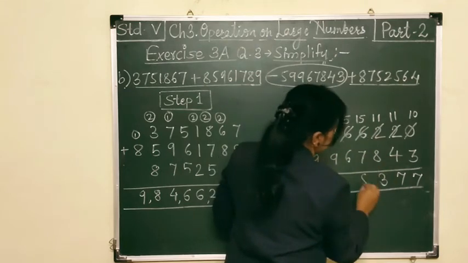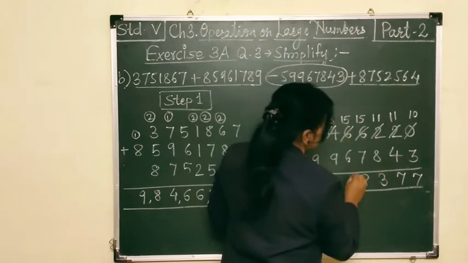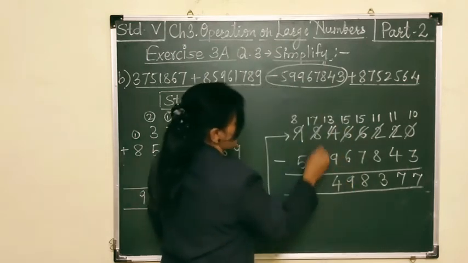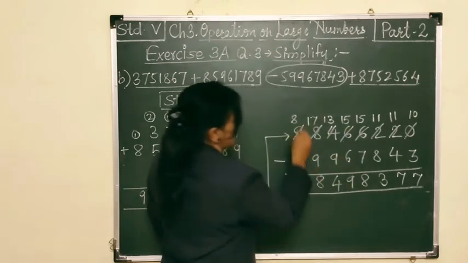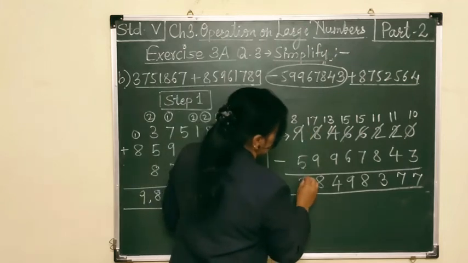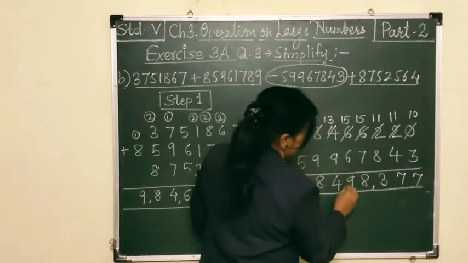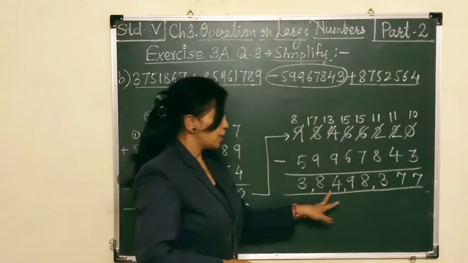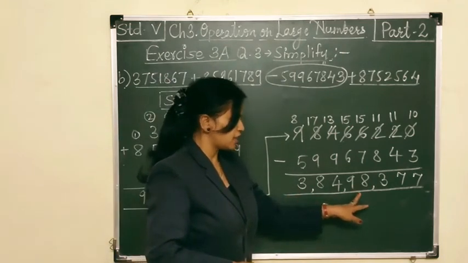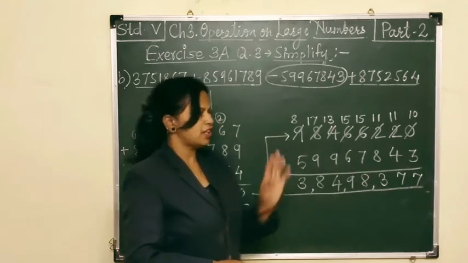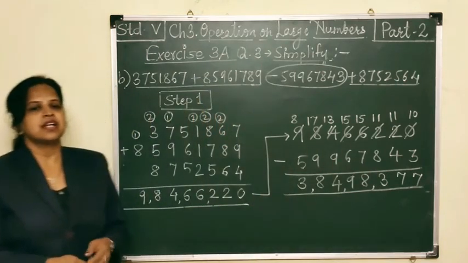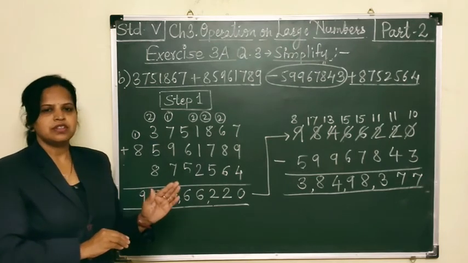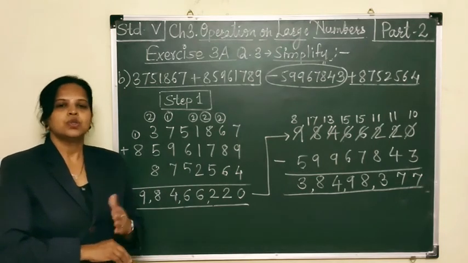15 minus 7, 8. 15 minus 6, 9. 13 minus 9, 4. 17 minus 9, 8. And 8 minus 5, it is 3. Check here. So the answer will become 3 crore 84 lakh 98,377. See, the sums are taking a little more time, but if we do it carefully, there will be no mistakes.